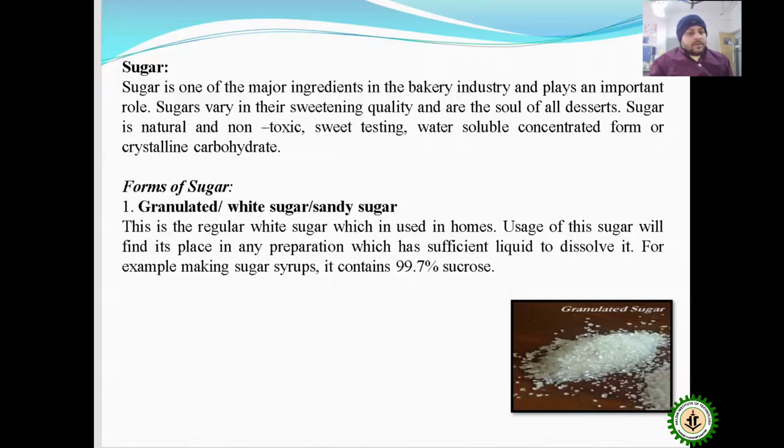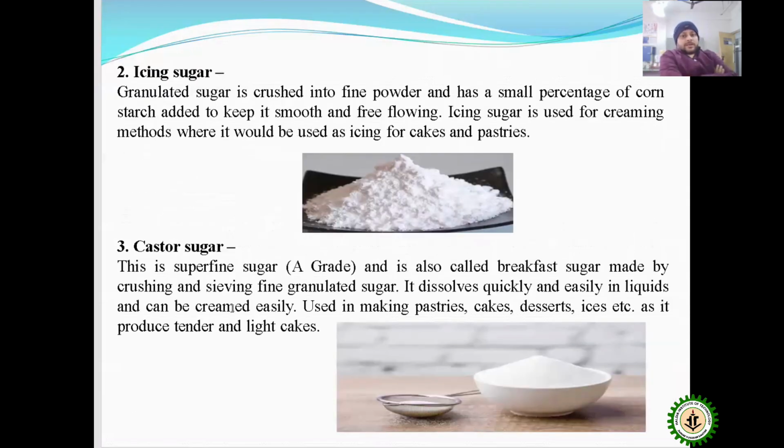Secondly, there is icing sugar. In icing sugar, basically granulated sugar is crushed into a fine powder and has a small percentage of starch added to keep it smooth and free flowing. And we use this type of sugar for the creaming method, in confectionery items, or in making any kind of confectionery product. We basically use this type of sugar, icing sugar.